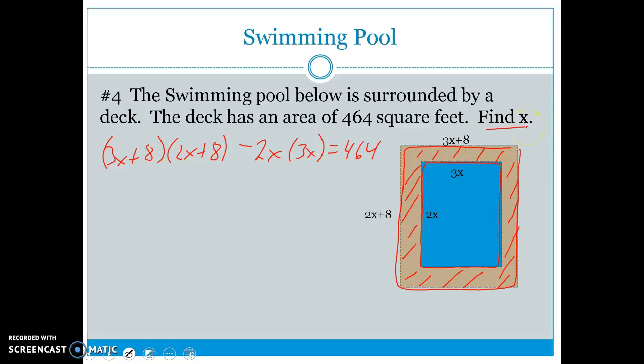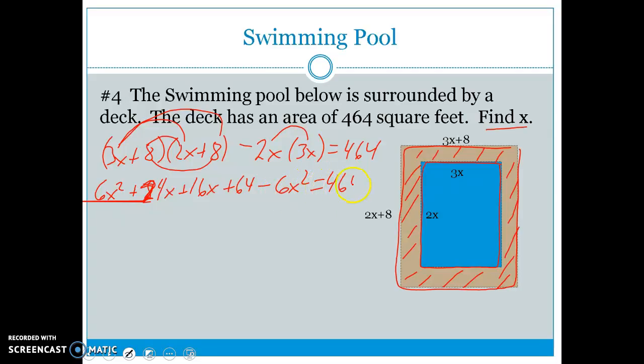So I'm going to get rid of these parentheses here. I'm going to FOIL. 2x times 3x is 6x squared. 3x times 8 is 24x. 8 times 2x is 16x. 8 times 8 is 64. Minus, when I take negative 2x times 3x, that's negative 6x squared. And that equals 464.